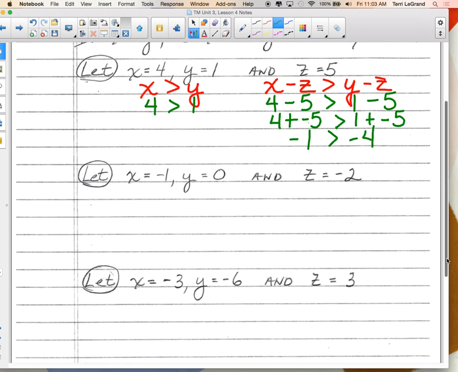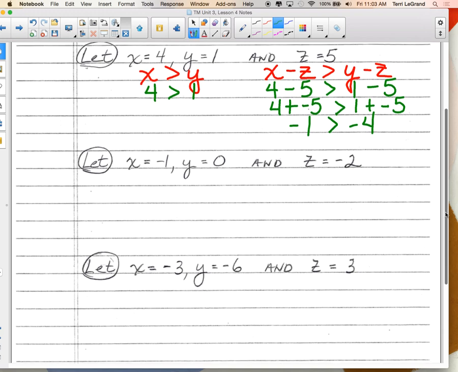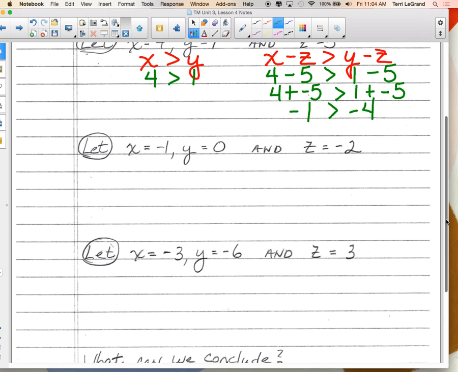How do you feel about that? Is that true or is that false? True. It's true. Negative 1 is greater than negative 4. Even though neither of them are pleasant, 1 below is better than 4 below. Okay?